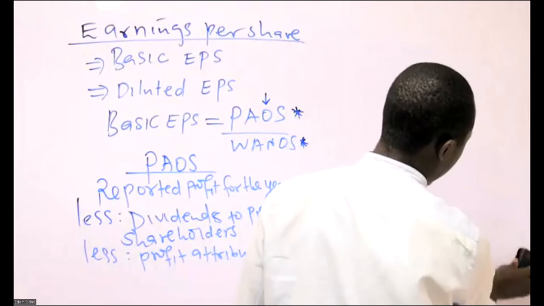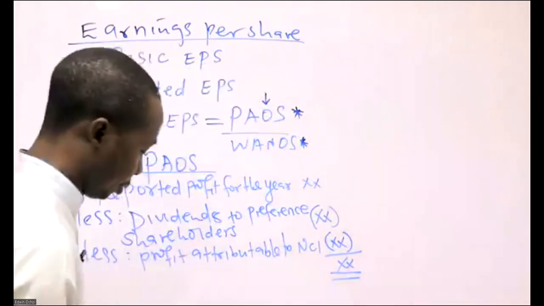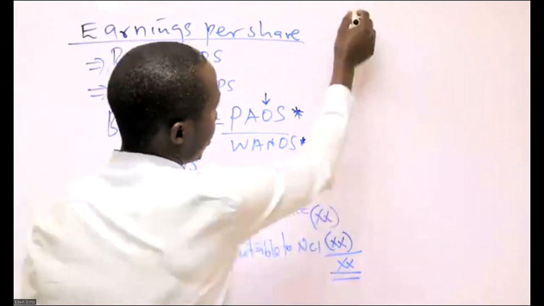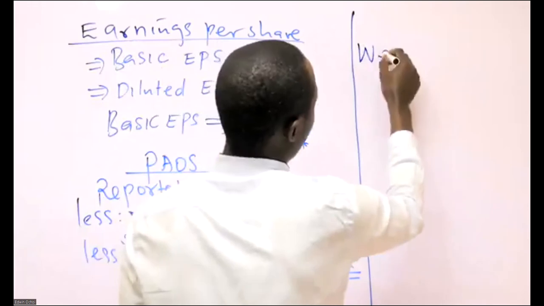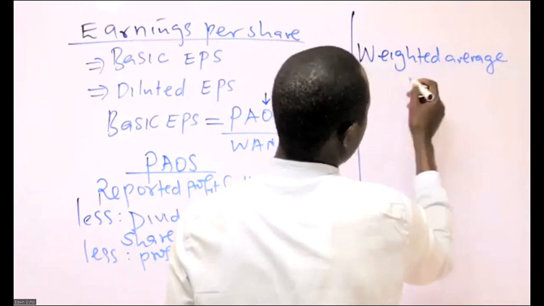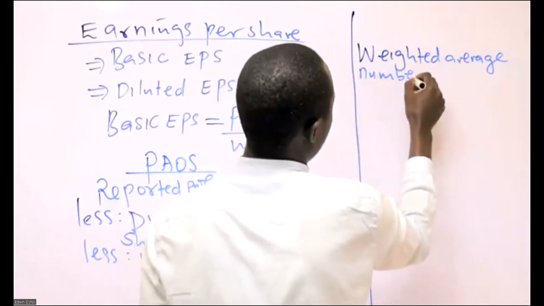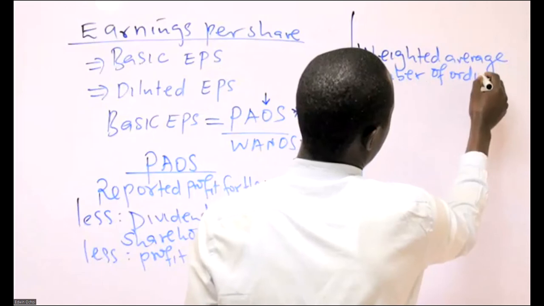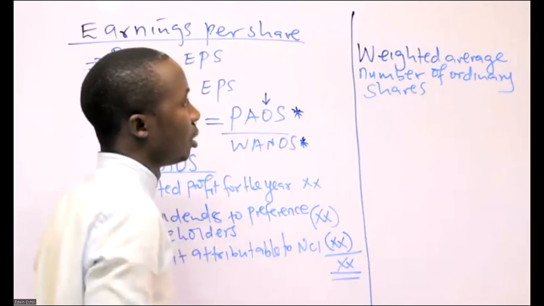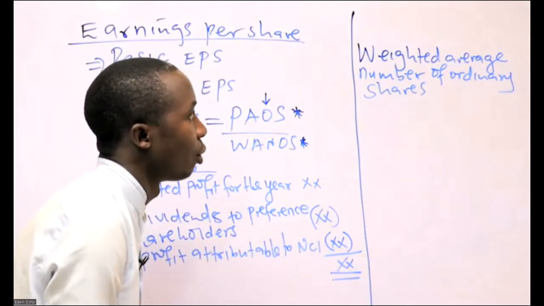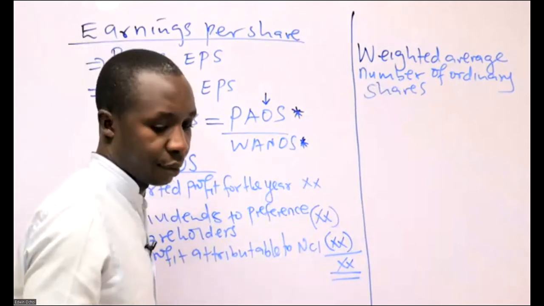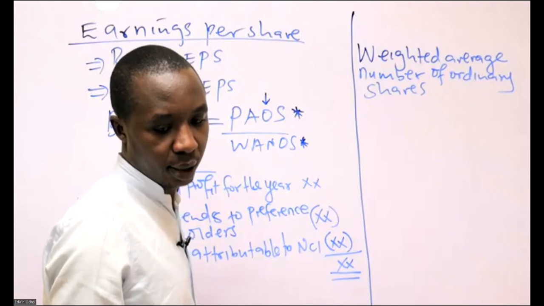Then, when you talk about the weighted average number of ordinary shares, from the word itself, weighted average number of ordinary shares, what are we supposed to do? You weigh the number of ordinary shares as per the time factor.